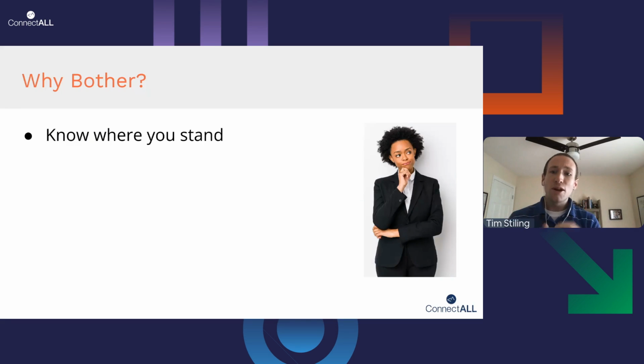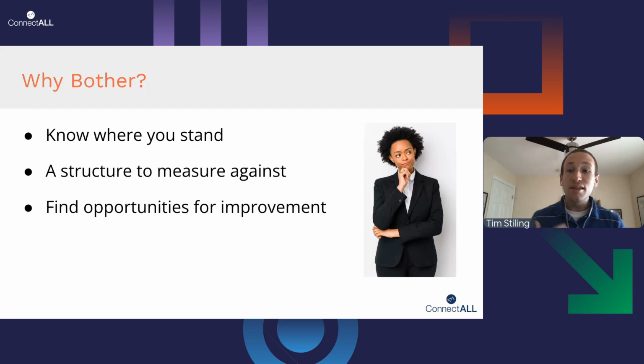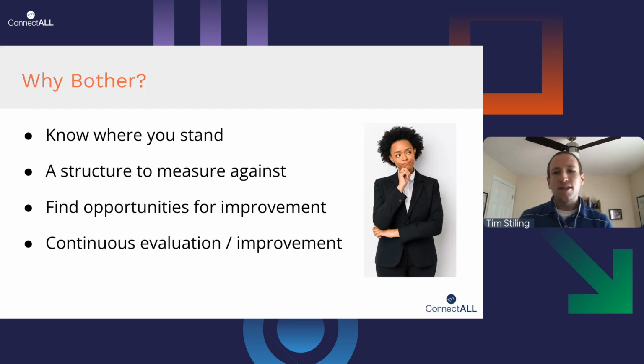So why do we use our map? It allows you to know where you stand today so you can see the current state. It gives you a structure to be able to contextualize the different measurements and the different data that you receive as you start to measure each of these individual processes and as you start to measure how much time it takes from beginning to end. It allows you to see and immediately find areas of opportunity for improvement. And then it allows you to continuously evaluate and continuously improve the process that you've set up.